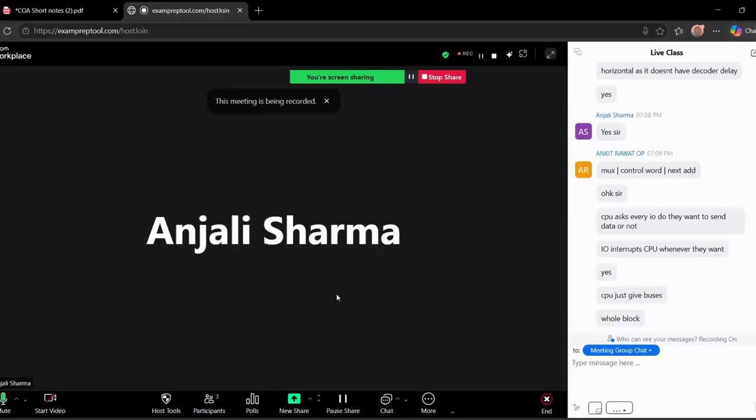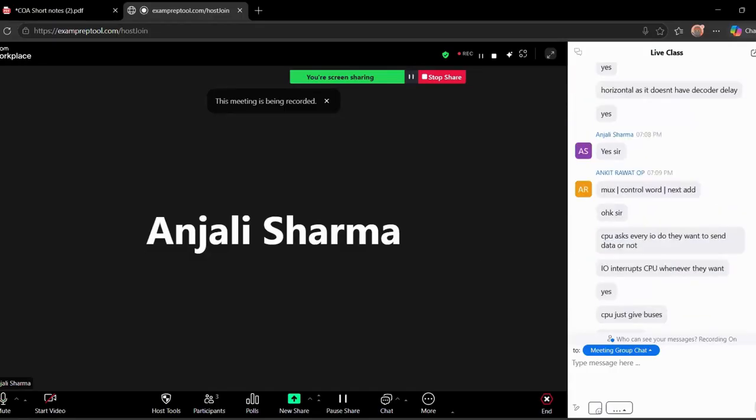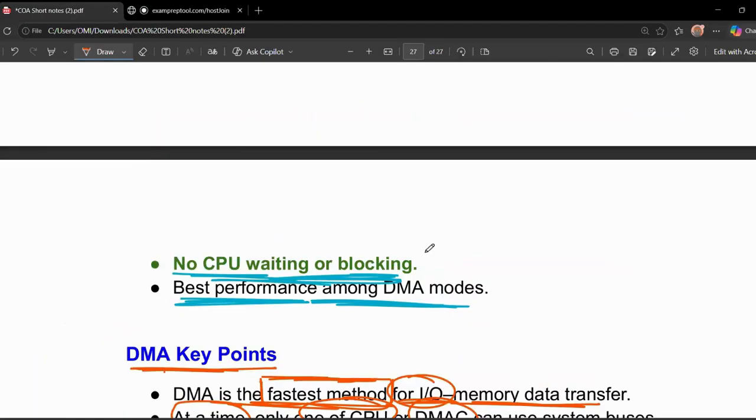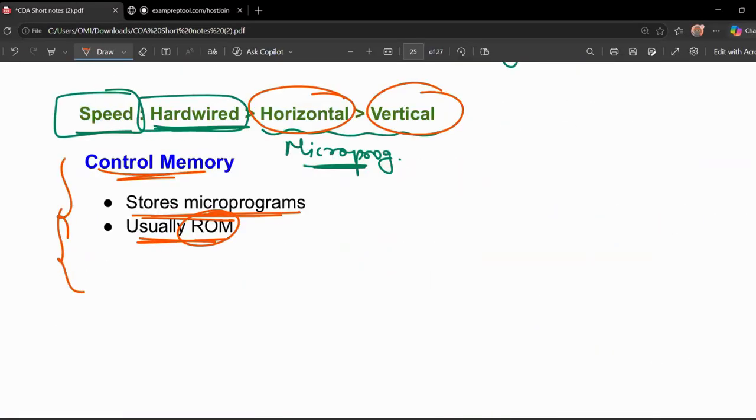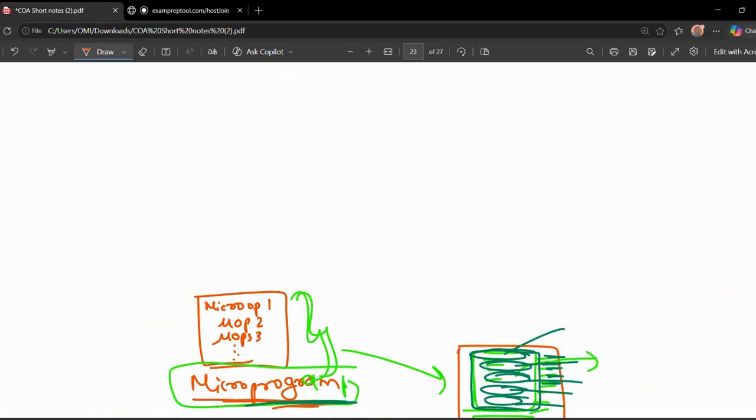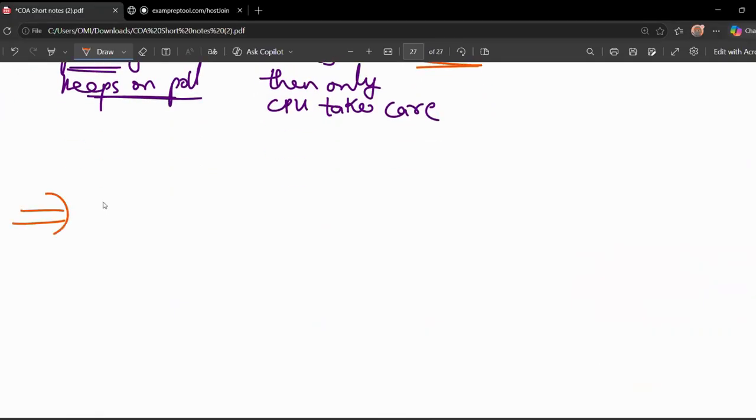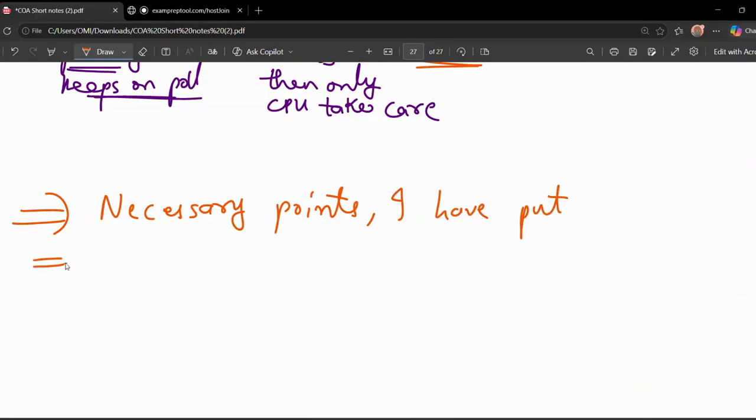Got this? So with that, do you have any doubt till now? Everything is clear? Okay. So we have seen the entire DMA topic today, along with the control unit, and with that the entire short notes is over. I have added each and every necessary formula and point.